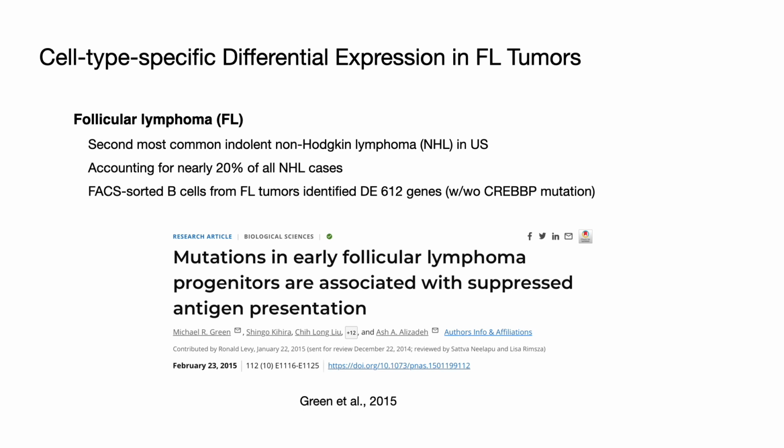There are prior studies using FACS-sorted B cells from FL tumors that have identified over 600 differentially expressed genes between conditions. And the conditions are with or without a specific CREBBP mutation. We are curious to see if deconvolution methods can capture this signal that was previously only found via FACS sorting.